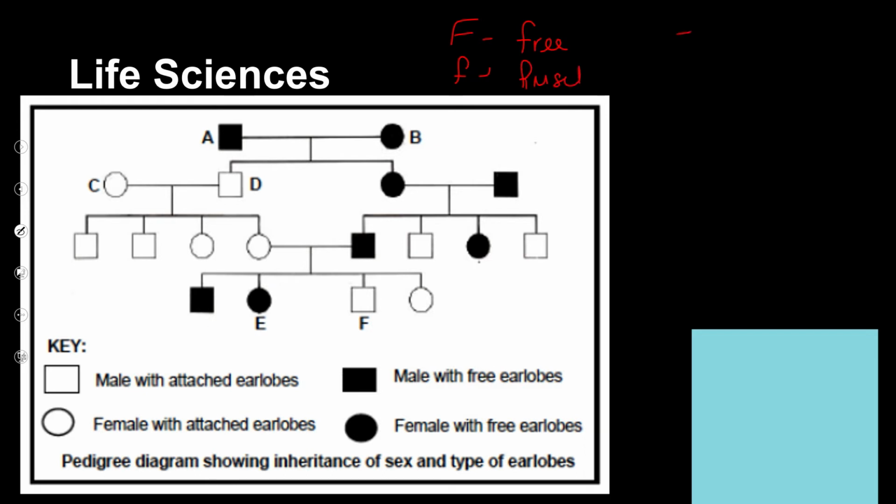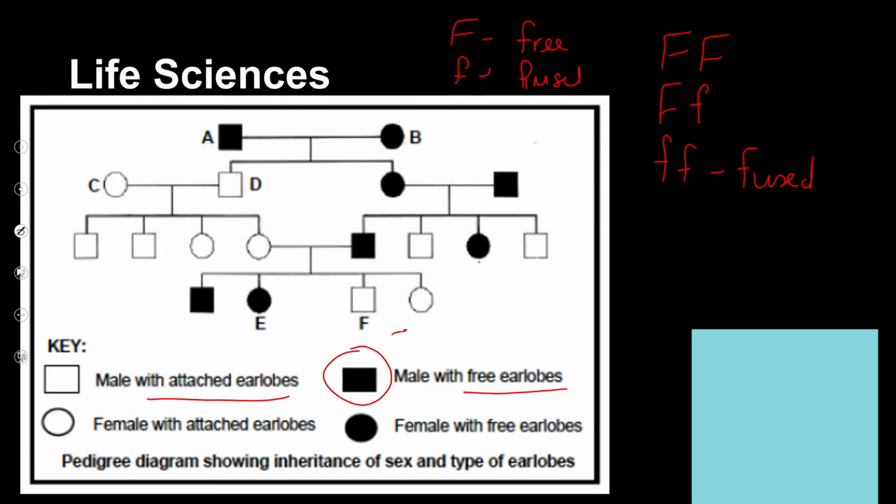If we were to illustrate the possible genotypes, there are 3 possible genotypes that we always look at, and there's only one genotype for fused. And this means, in the context of this chart, let's look at the key. Males with attached earlobes are unshaded. Males with free earlobes are shaded. So this means that free would be capital capital, or capital small. So these are the possibilities. We know that the free earlobes have to be these.